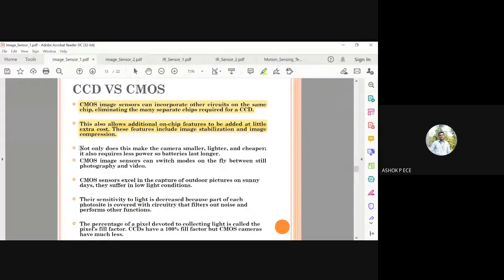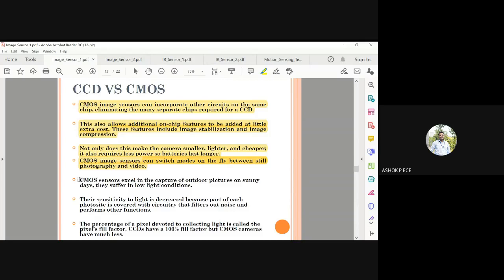Not only does this make the camera smaller, lighter, and cheaper, it also requires less power so the batteries can last longer. So I told you the CMOS is very compact, right? So the camera will become smaller, lighter, and cheaper, and the CMOS is going to consume less power, so the batteries are going to last longer. CMOS image sensors can switch modes on the fly between still photography and video. So if you are going to switch from still photography to video, the CMOS can do that very quickly. They can change the modes from still photography to video.